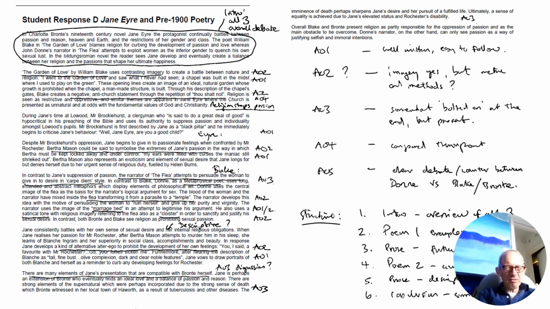Okay, second paragraph, Garden of Love. So we want to go into detail here. Don't forget, this is two years' work here on pre-1900 poetry. You've got to say everything that's relevant to the question, obviously. So we get some specific references to detail. A chapel built in the midst where I used to play on the green, good quotations. Ideal natural garden, man-made structure is built, a chapel's gates, a negative anti-church statement through the repetition of thou shalt not. Religion is seen as restrictive.